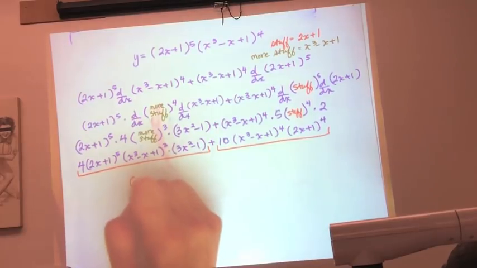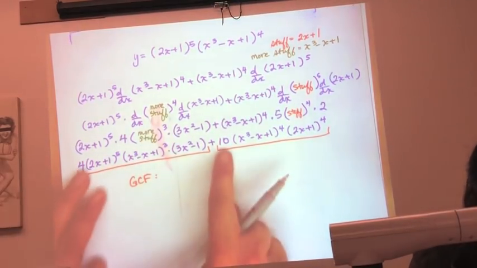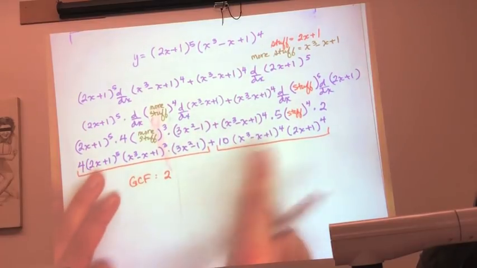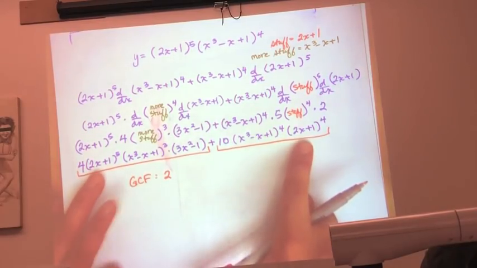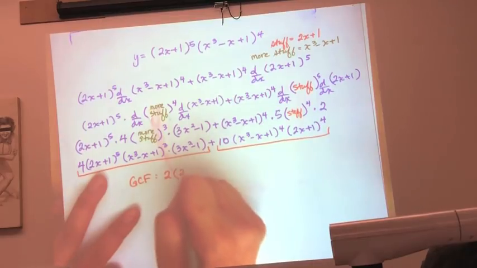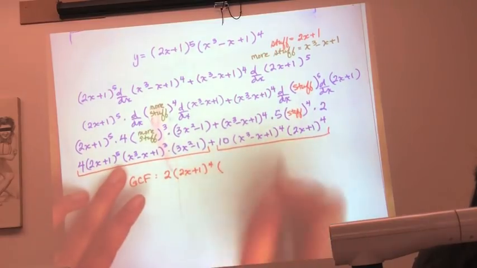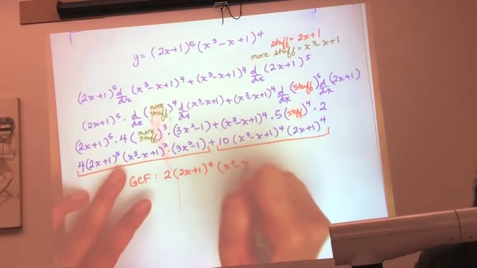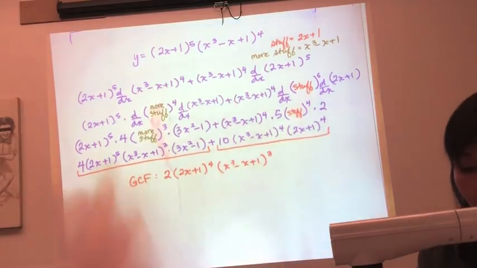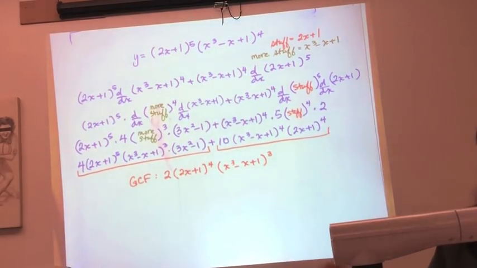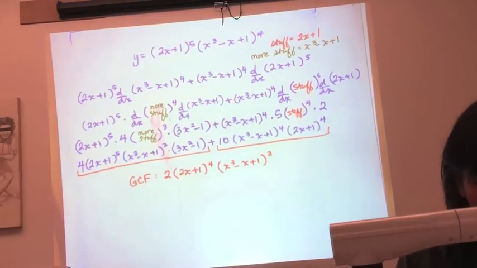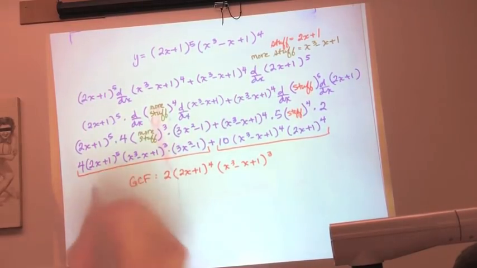Well, so my greatest common factor is going to be, in this case, a 2. I have at least 4 (2x plus 1)s in each of these. So (2x plus 1) to the 4th power. And I have at least 3 (x cubed minus x plus 1)s. So I'm going to factor that stuff out, and then I'm going to simplify what's on the inside, okay? I know these are really long and tedious, but can you imagine having to do the a plus h on these? That would take forever. So I'm going to put my GCF out front.